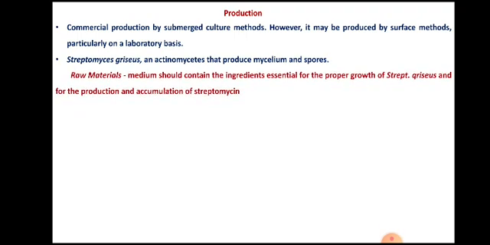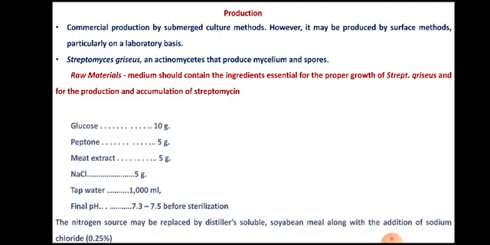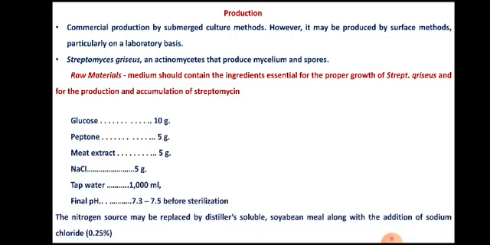The raw materials used for making the production medium: the medium should contain the ingredients essential for the growth of Streptomyces griseus and for the production and accumulation of streptomycin. It is produced extracellularly. This is the general medium for production of streptomycin: glucose, peptone, meat extract, NaCl, and water. The final pH is 7.3 to 7.5.